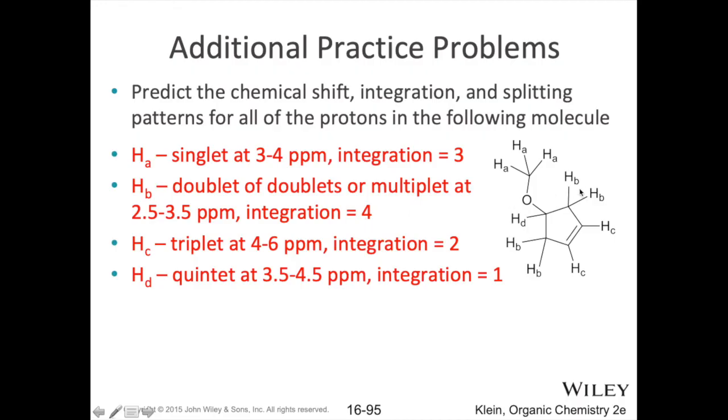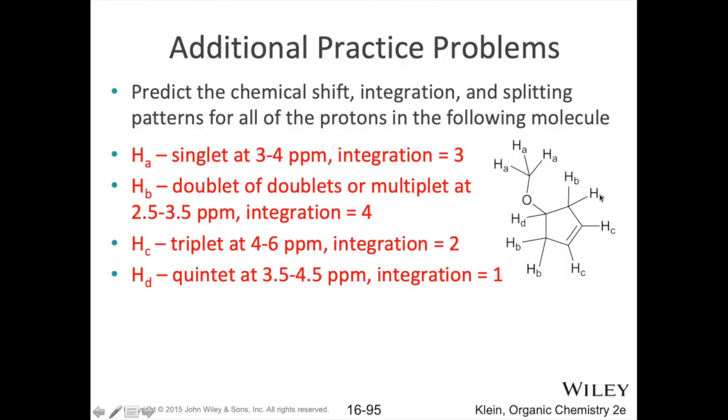Now hydrogen B is split into a doublet by hydrogen C, and hydrogen C is split into a triplet by the pair of hydrogen B's here. You might be thinking to yourself, wait a minute, aren't there 4 hydrogen Bs? Why don't I see a quintet?